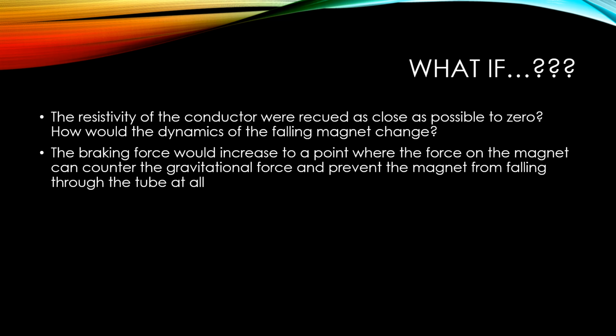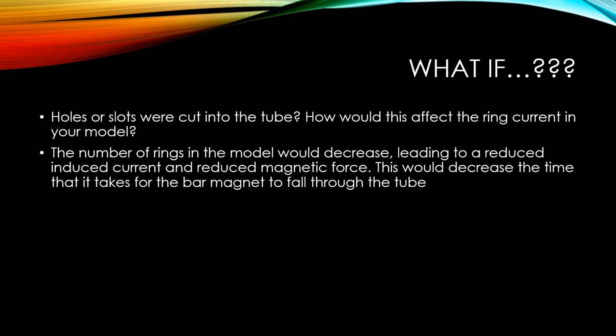And then what if holes or slots were cut into the tube, and how would this affect the ring current in your model? The number of rings in the model would decrease, leading to a reduced induced current and a reduced magnetic force. This would decrease the time that it takes for the bar magnet to fall through the entire tube itself.